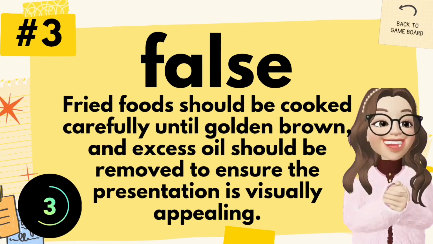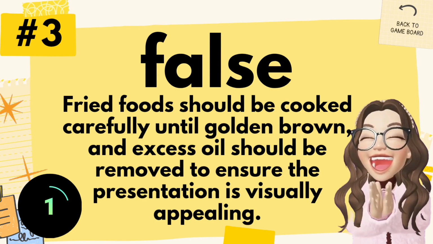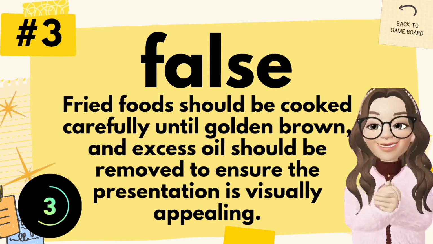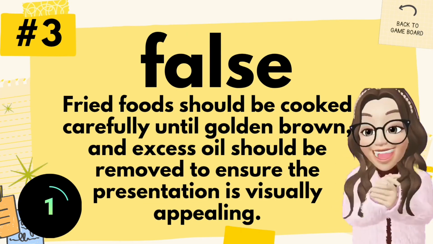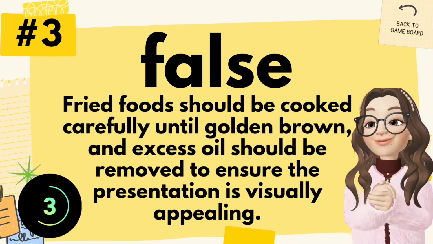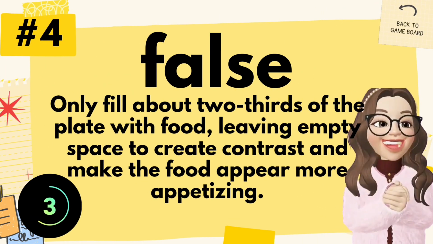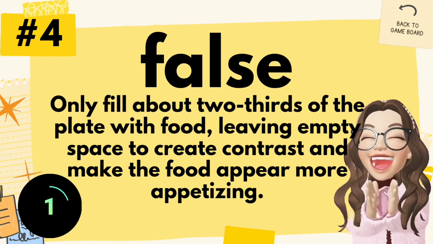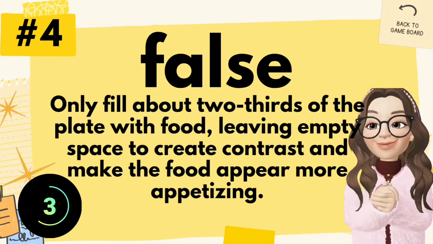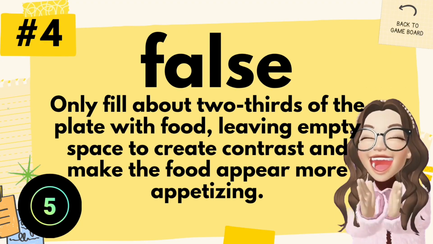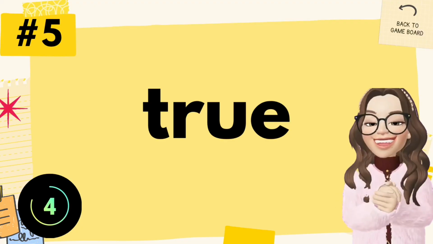3. False. Fried foods should be cooked carefully until golden brown. And excess oil should be removed to ensure the presentation is visually appealing. 4. False. Only fill about 2/3 of the plate with food, leaving empty space to create contrast and make the food appear more appetizing. Answer 5, true.